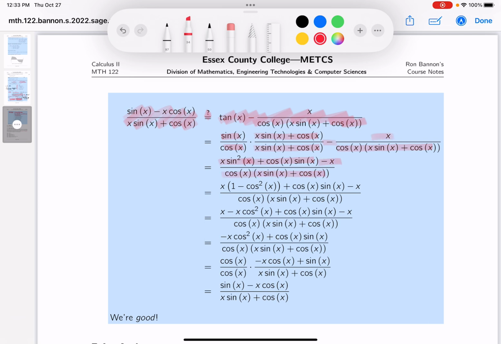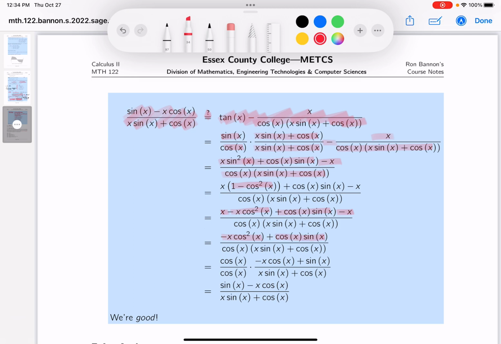It still doesn't look the same. And then what I did was I rewrote the sine squared in terms of cosine squared. I multiplied it out. What are you going to get? x minus x cosine squared. That's not so bad. I get this, I get this. What disappears? The x disappears. What am I left with? This business, minus x cosine squared. And this.